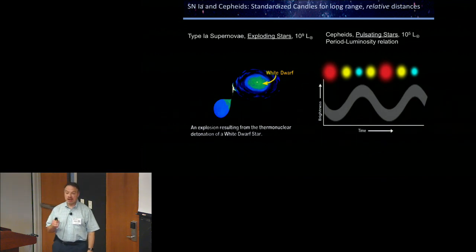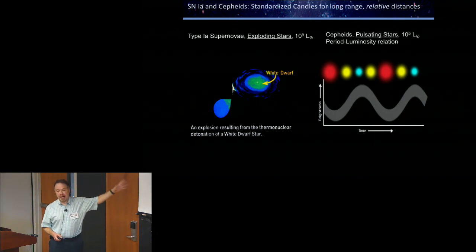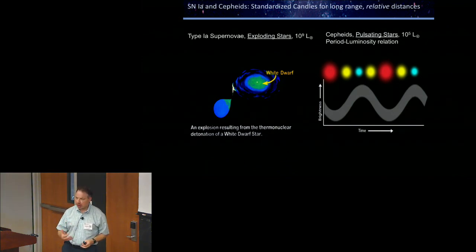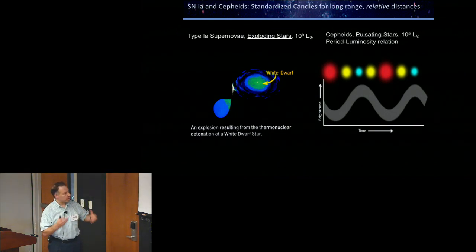These are exploding white dwarf stars that have reached at or near the Chandrasekhar limit, and they give you a very uniform explosion. We believe they live in binary systems, and mass is transferred over either by accretion or by stellar winds or overflowing of the Roche lobe. And so these give you a very uniform explosion. I'll say more about that in a little bit.